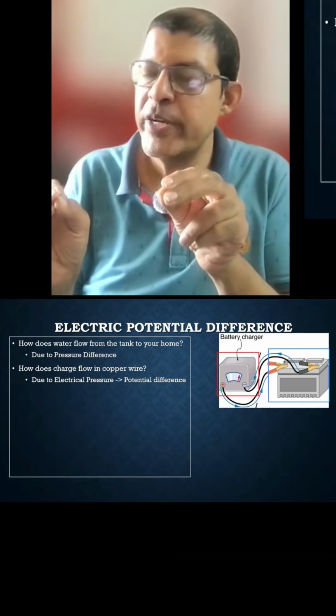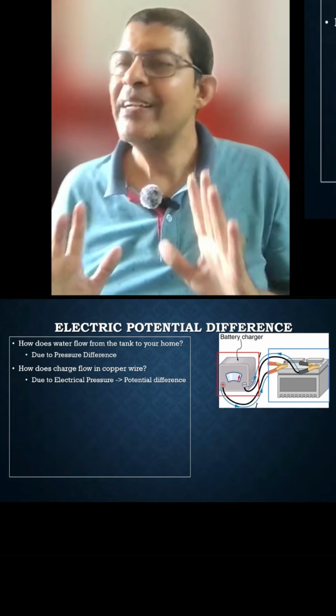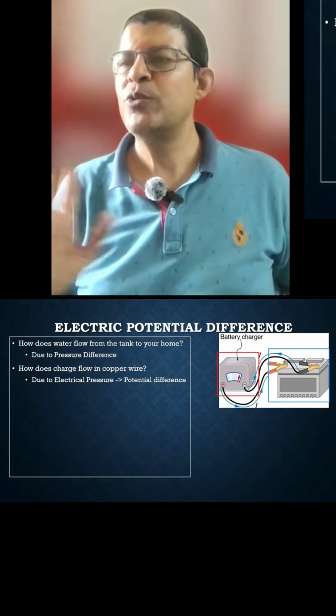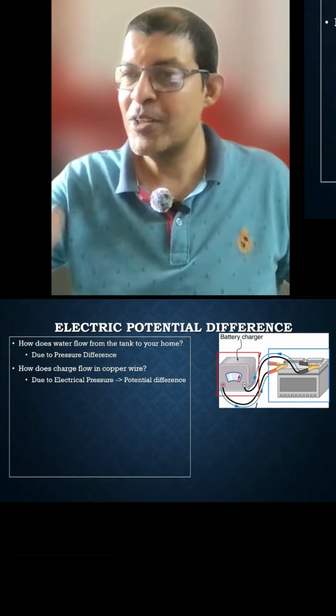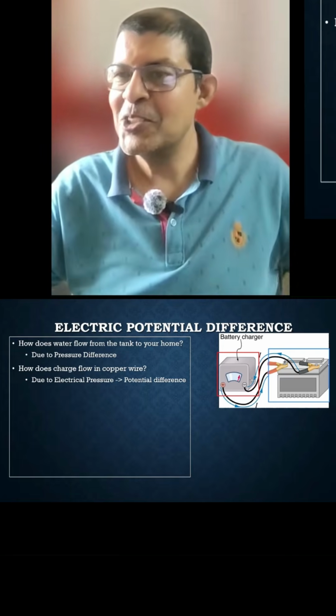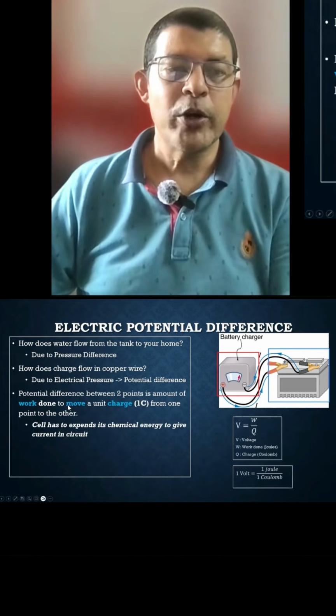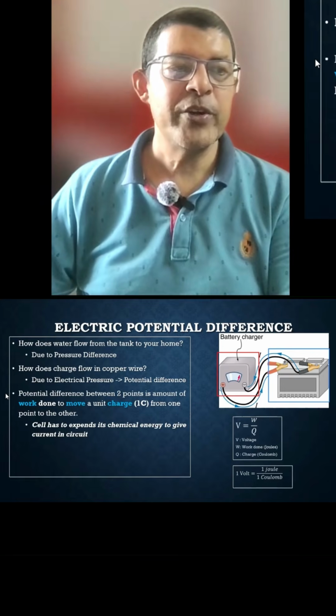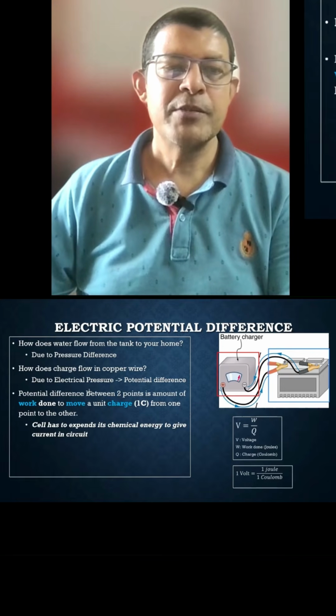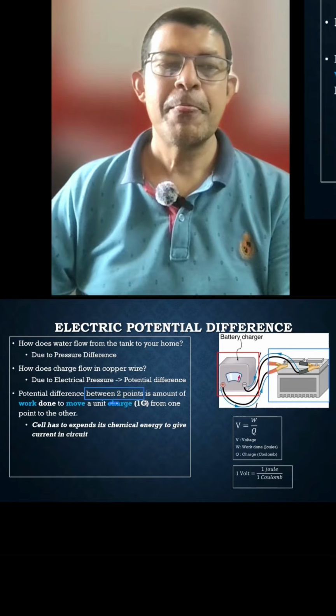If a copper wire is put there, then the flow of current will take place from the positive to negative terminal. Now you have to use a resistance so that the battery doesn't get short circuited. Okay. So potential difference is measured between 2 points. It is measured between 2 points.